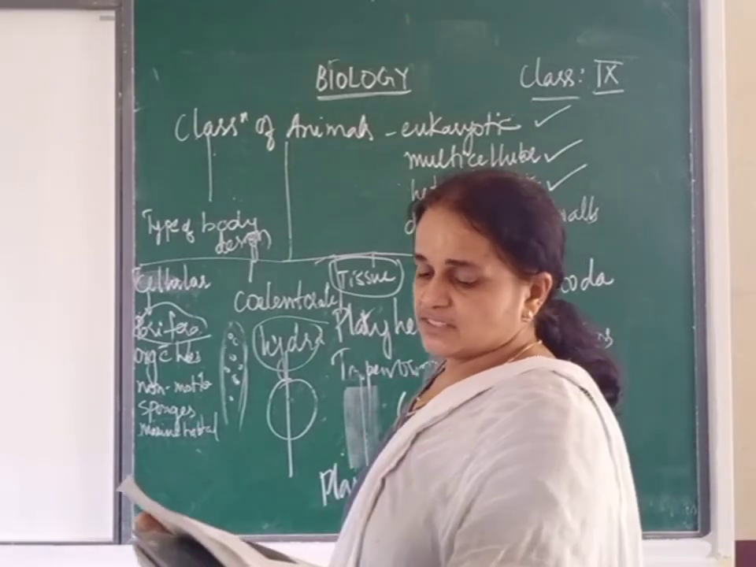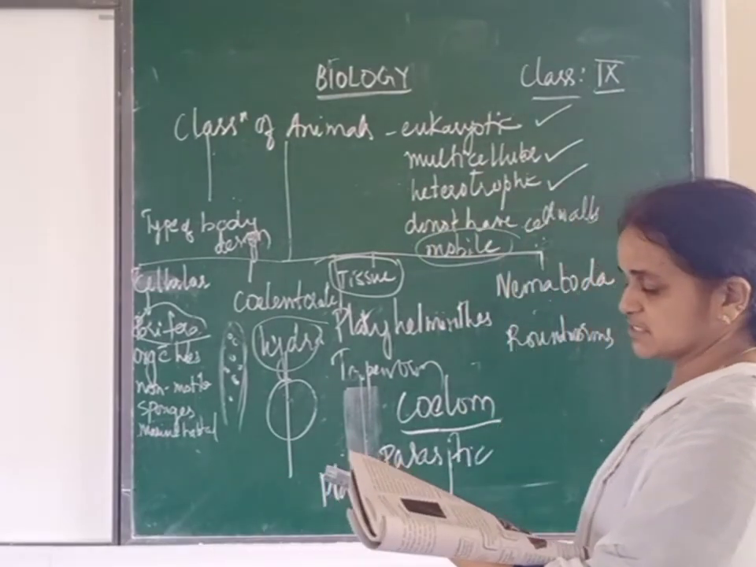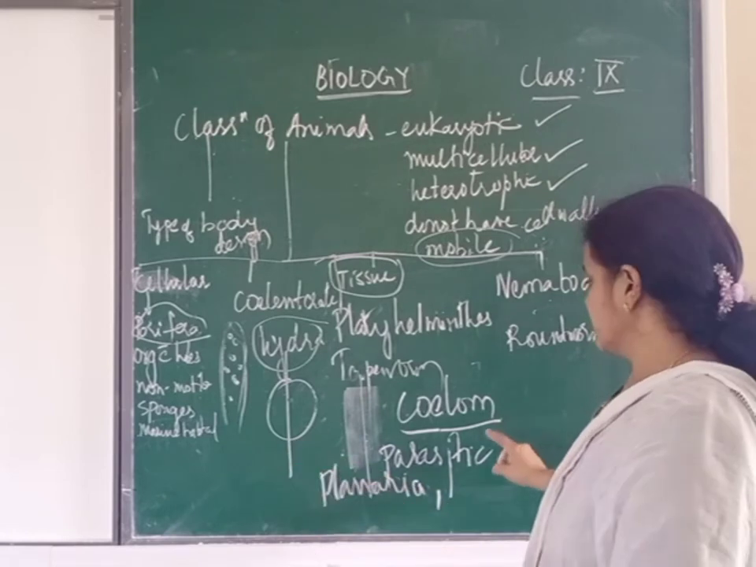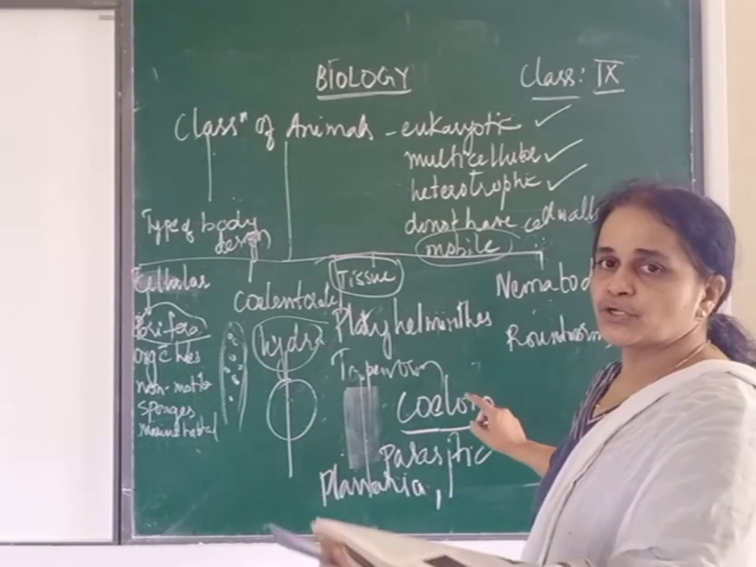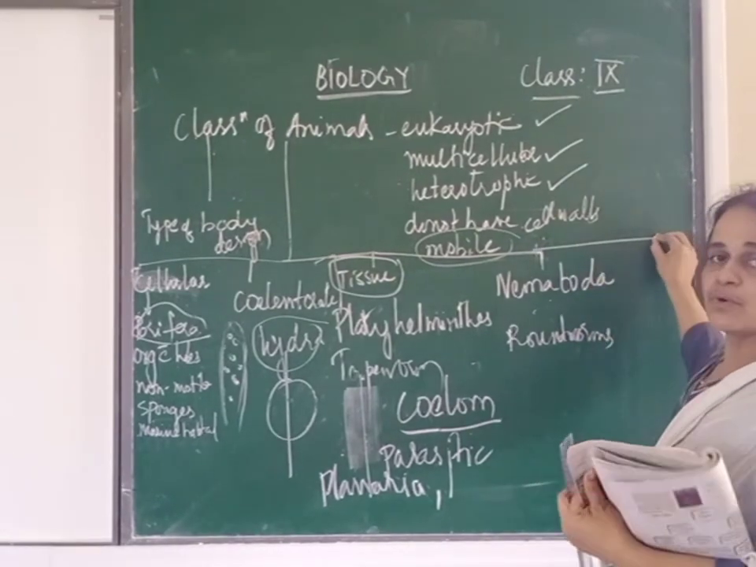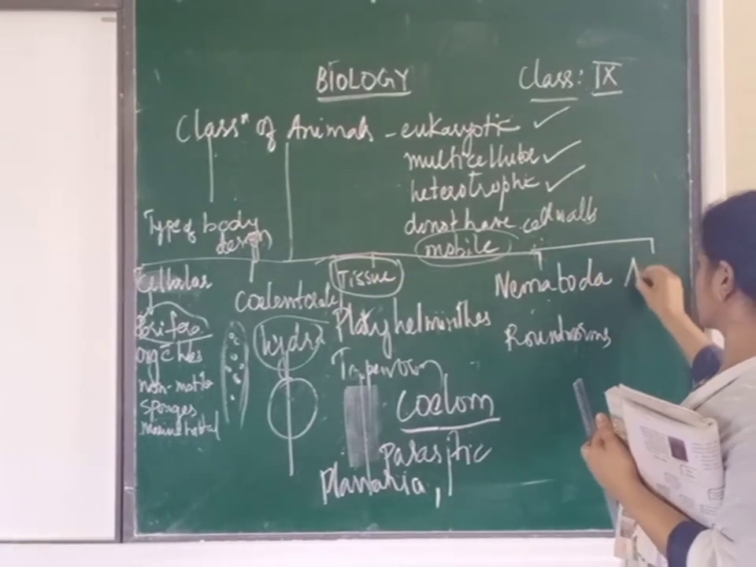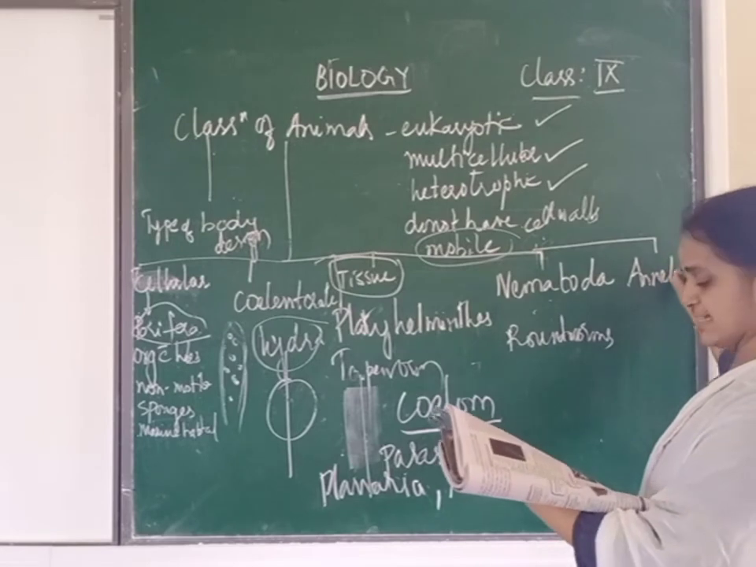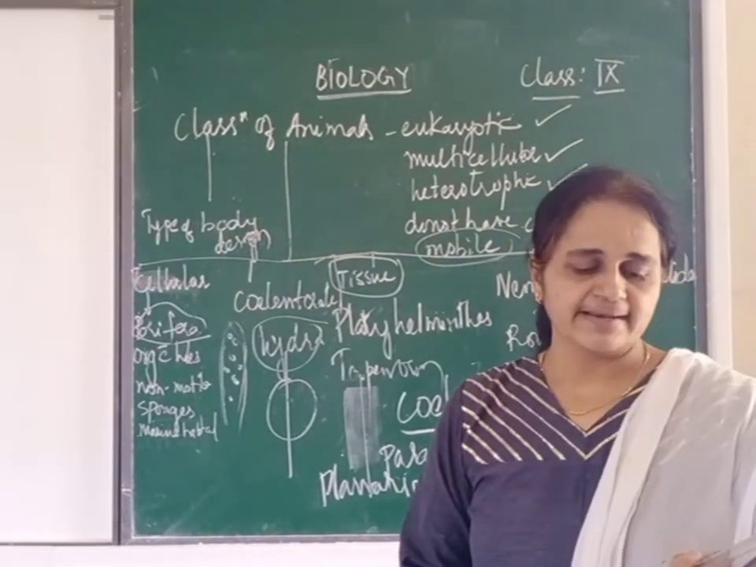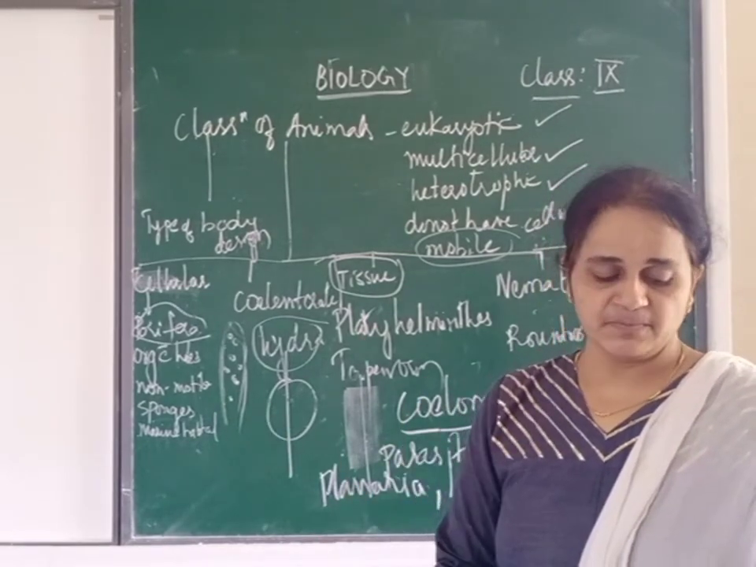So here we have no true coelom, and it is called pseudocoelom. Again, pseudocoelom means no true body cavity. So nematoda example, roundworm. Then next we have the other group. It is called Annelida. Annelida is a group, again bilaterally symmetrical.